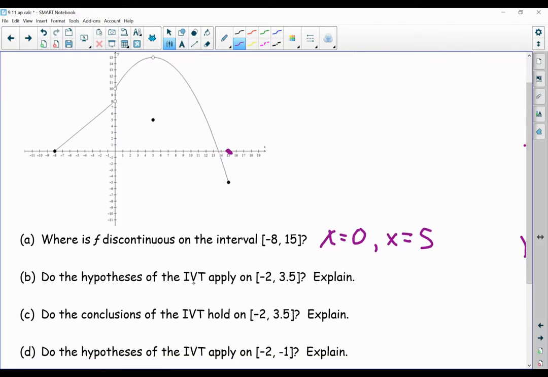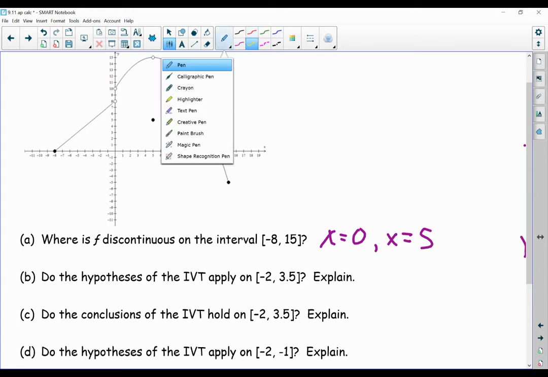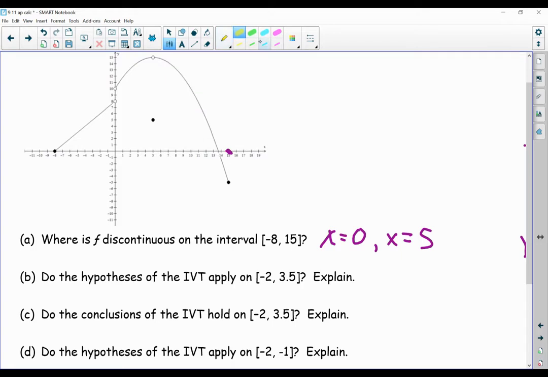Does the hypothesis of IVT apply from -2 to 3.5? So I'm just going to highlight with my highlighter, and I'm going to use cyan because why not? So -2 here to 3.5 here, that's this part of the function. Does the hypothesis of IVT apply? No. Let's try that again. No. Why not? Not continuous. That's the hypothesis. Again, the hypothesis of this is that the function is continuous.